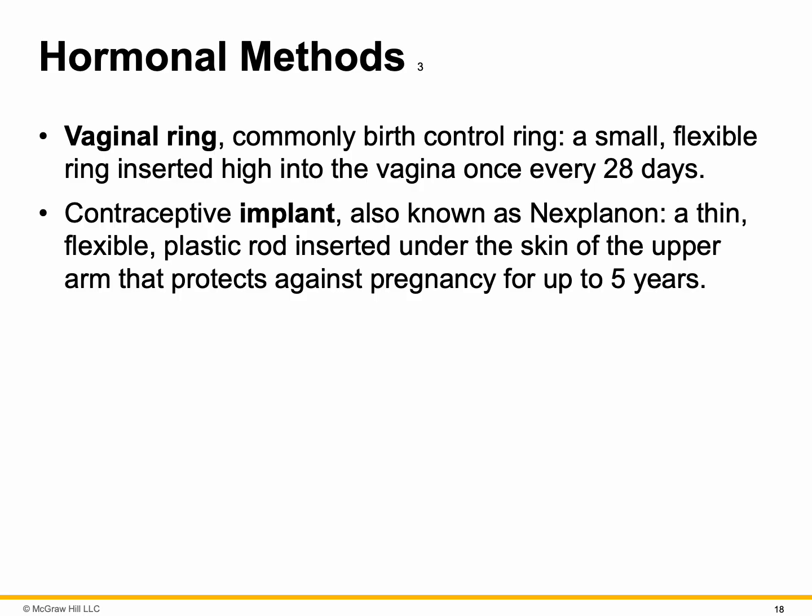implant. So the birth control implant, also known as Nexplanon, is a thin, flexible plastic rod inserted under the skin of the upper arm that protects against pregnancy for up to 5 years. The implant requires that a doctor insert and remove it, which requires a local anesthesia. If someone would like to become pregnant within those 5 years, then the implant can just be removed. As with other forms of hormonal contraception, it is highly effective.